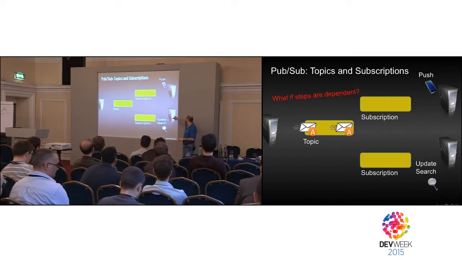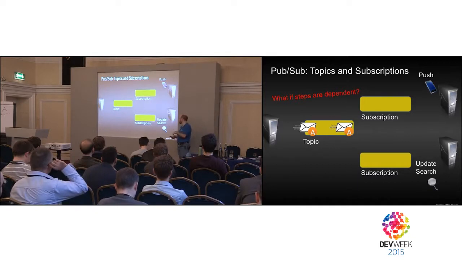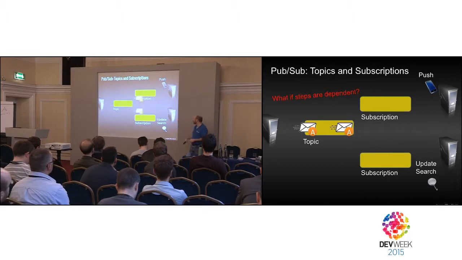So then we have subscriptions. And these are the individuals. They act like little sub-queues, if you will, to say, I want to find out about a new listing, right? So when messages come in, they're actually then split, and each one of them gets a copy.